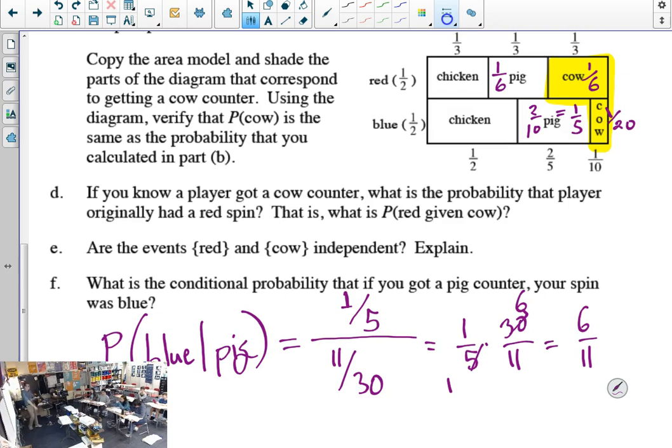I've never asked anybody. Terrible. Why is this close to half? Because they're very close.